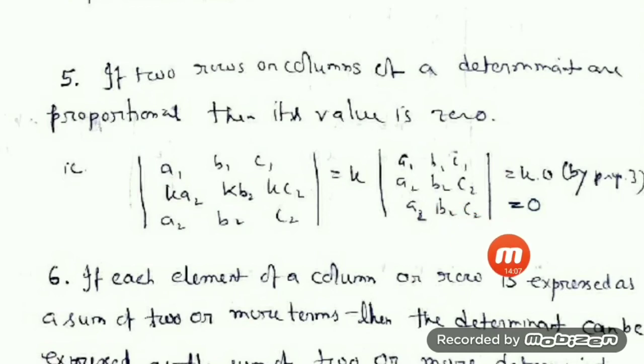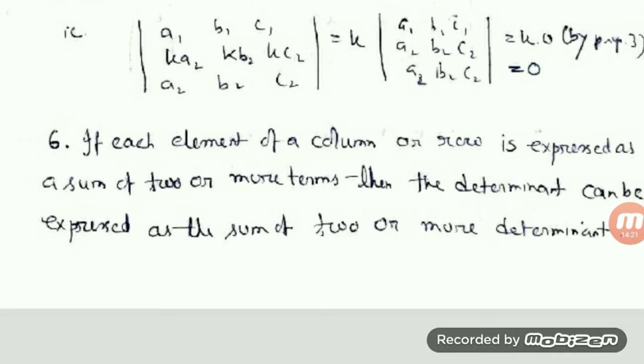If 2 rows or columns are identical, then the value will be equal to 0. So you get 2K into 0, that is equal to 0. So you can say like this, if any rows or columns are proportional, then the value of the determinant is equal to 0. Then let us go to the next property.